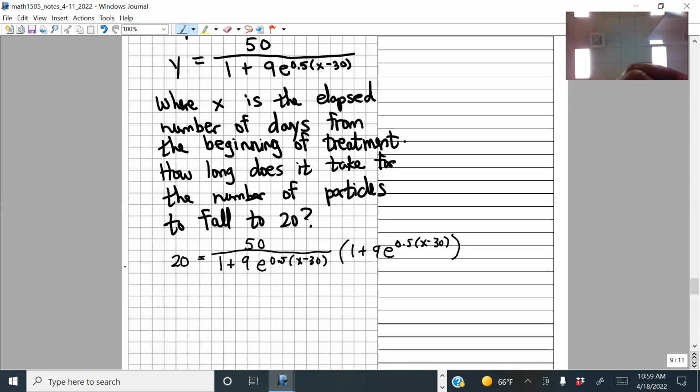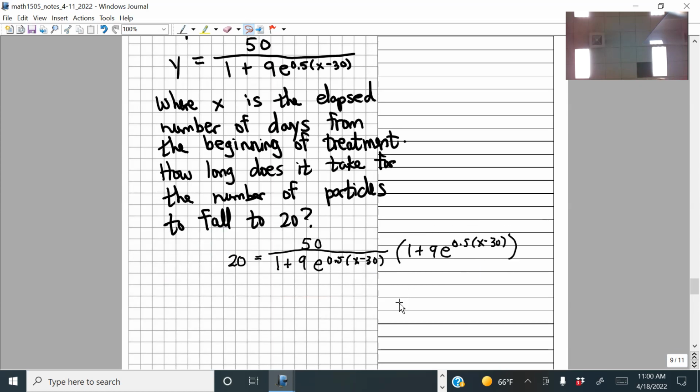I didn't leave myself enough room there. Let me move things over a little bit, because I've got to multiply both sides by that denominator. So I also have to multiply the left-hand side by the denominator, 1 plus 9e to the power. So exactly what we wanted to happen happens on the right-hand side, right? The denominator cancels. And now let's distribute the 20 on the left-hand side.